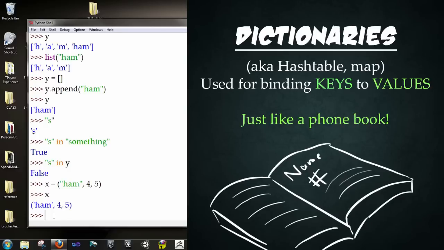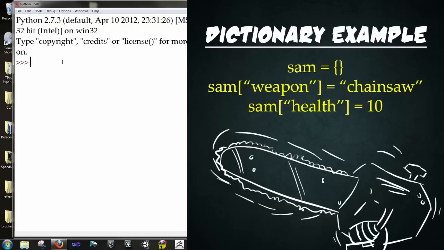Alright, so next we're going to dive into dictionaries, and dictionaries are a way of binding a key to a value, much like a phone book or an address book. You have a name, and then you have a phone number that is bound to that name. And these things are paired together. So dictionaries have a number of other names like hashtables and maps. You'll hear them thrown around, but they're all the same thing. Alright, so a way that you can actually use dictionaries is for, let's say, attributes of a character.